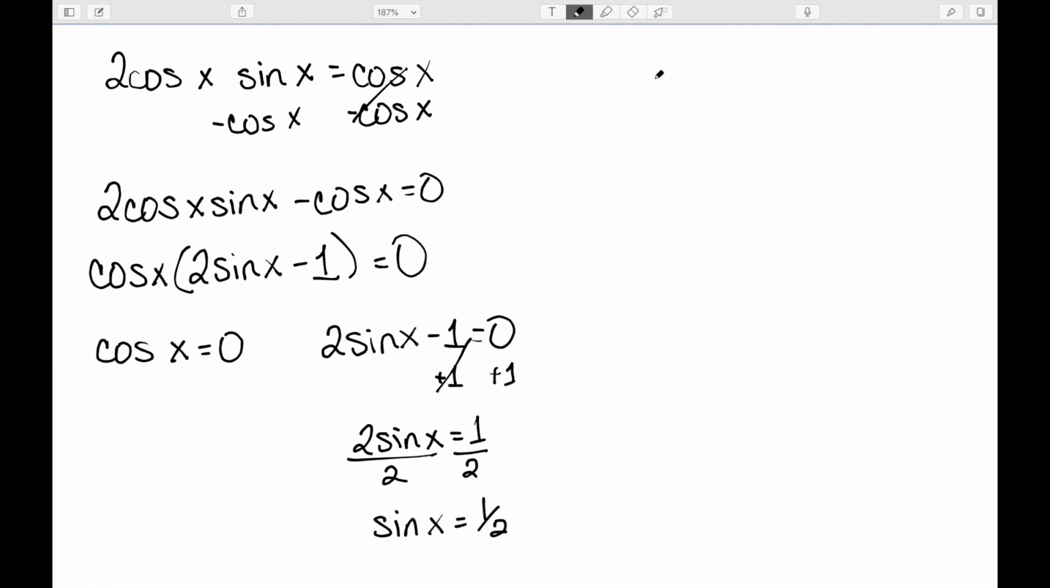We can use our unit circle to see that cosine of x is equal to 0 when x is pi over 2, so that'll be the first equation here. My second one, once again, we can use my unit circle to see that sine of pi over 6 is 1/2. So my two solutions are pi over 2 and pi over 6.